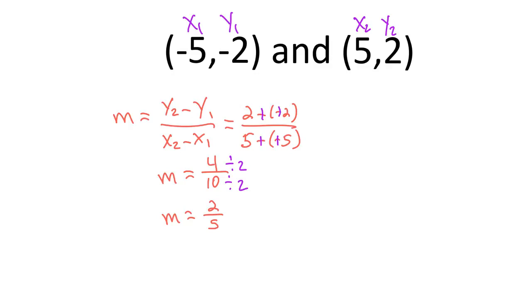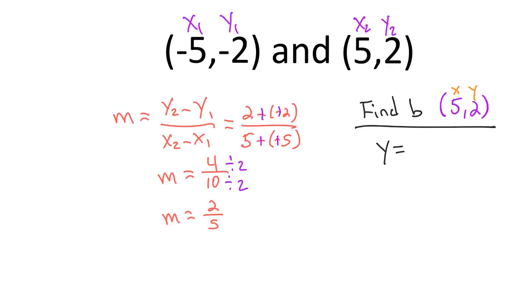So that's my slope. Now I'm going to find b. Now to find b, we need to choose one point. Doesn't matter which one. I always like to avoid negatives, so I am going to choose the one with the positive numbers. So I'm going to write down the numbers here, 5 and 2, and I'm going to label my x and my y, because when I use the formula y equals mx plus b, I need to know which one is the x and the y. So let's go ahead and substitute.